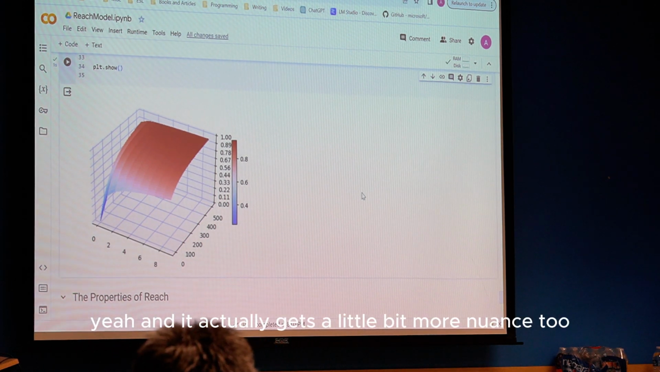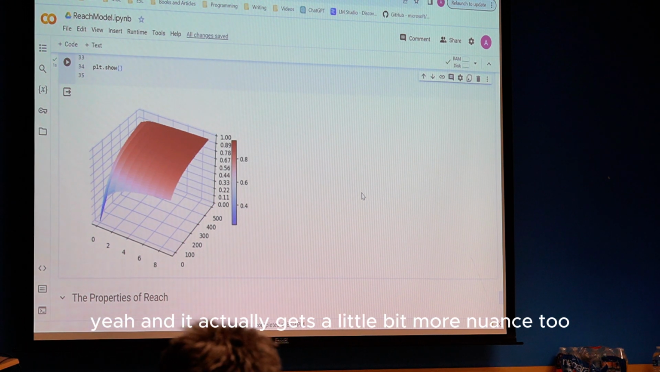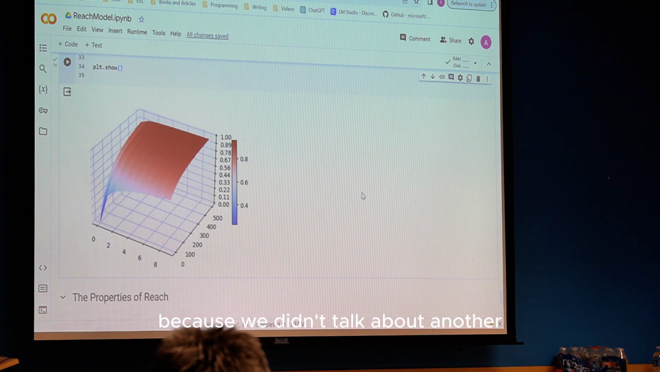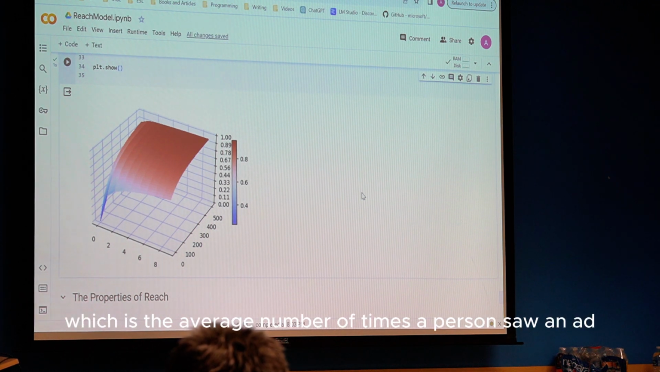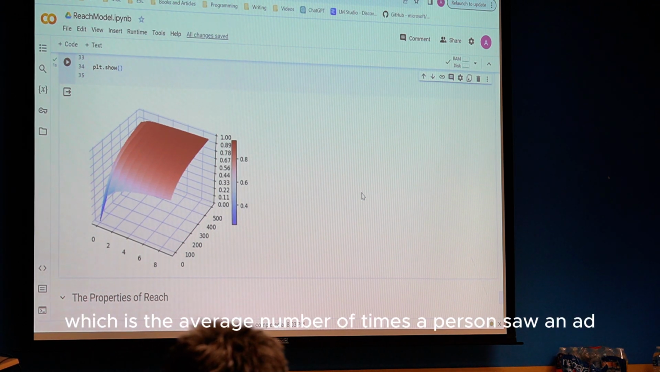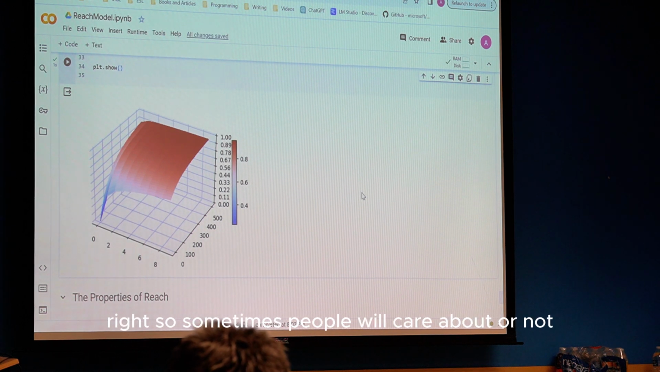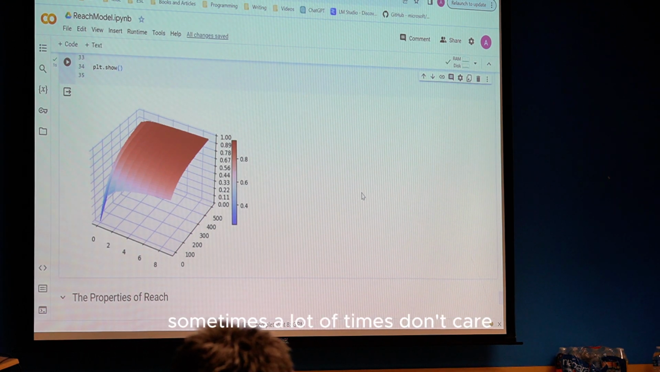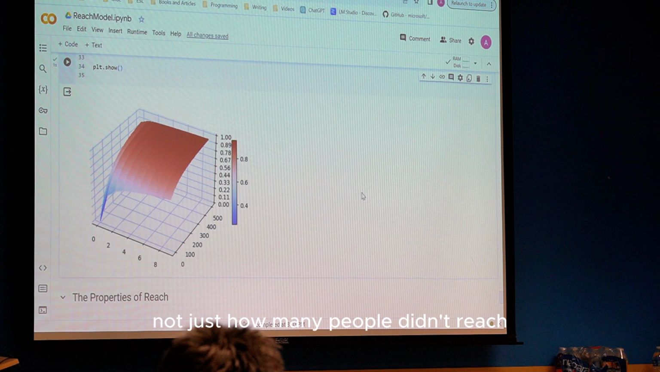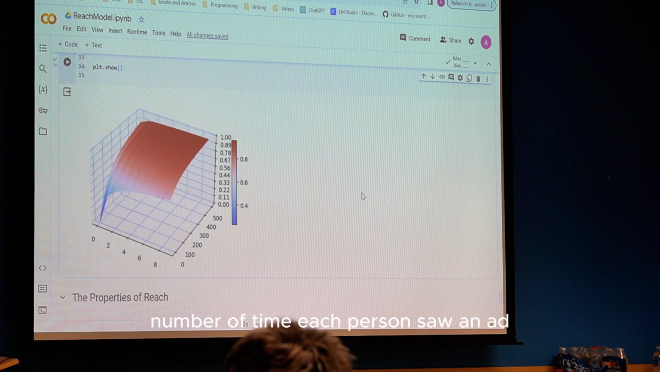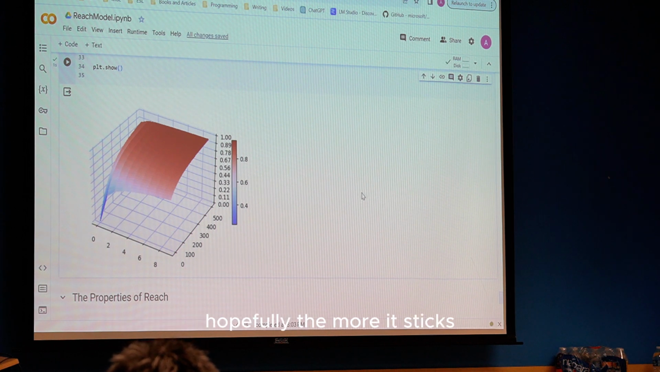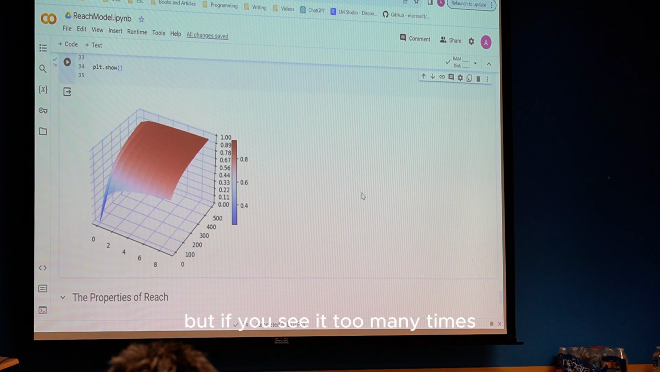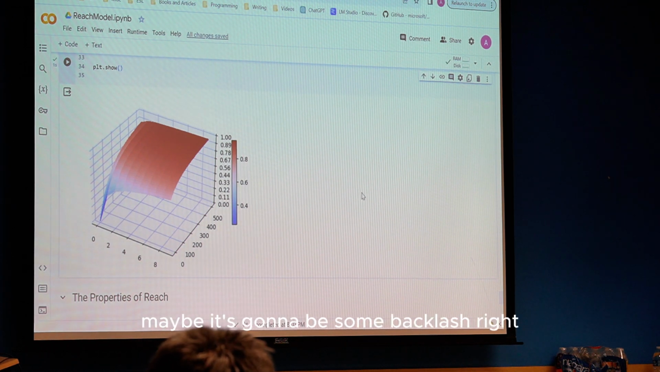Yeah. And it actually gets a little more nuanced, because we didn't talk about another concept they like to balance called frequency, which is the average number of times a person saw an ad. A lot of times people will care not just how many people we reached, but what's the average number of times each person saw an ad. The idea is that the more times you see an ad, hopefully the more it sticks. But if you see it too many times, maybe there's going to be some backlash, right?